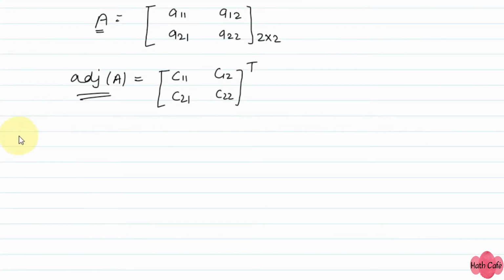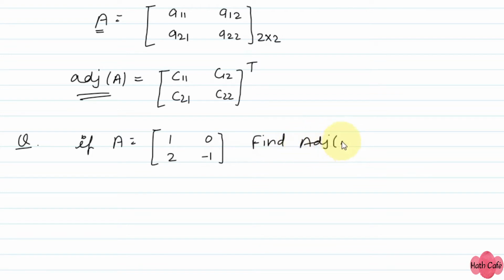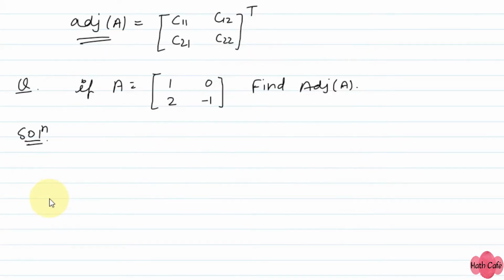Let's take an example here. If A is given to us as 1, 2, 0, minus 1, we need to find the adjoint of A. Alright, this is simple. We will just find the cofactor corresponding to each element. So C11 is minus 1, and C12 will be minus of 2, that is minus 2, and C21 will be minus of 0, that is 0, and C22 will be plus of 1, that is 1.